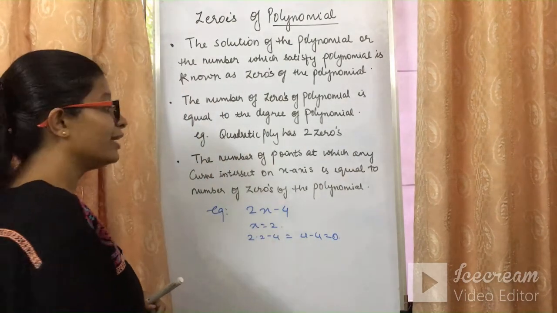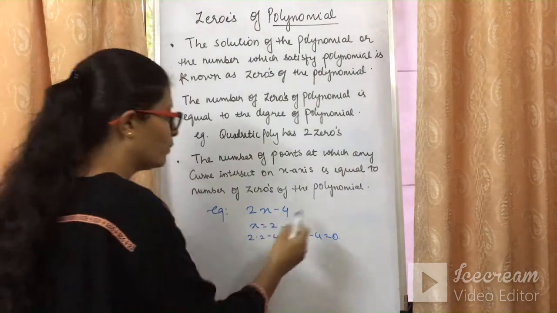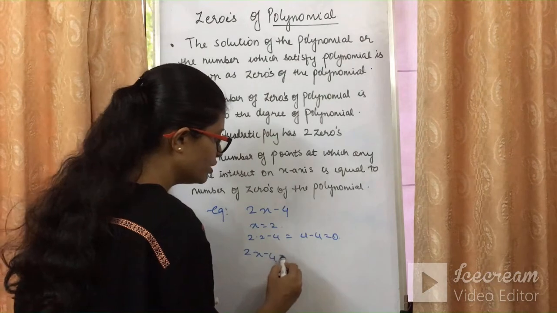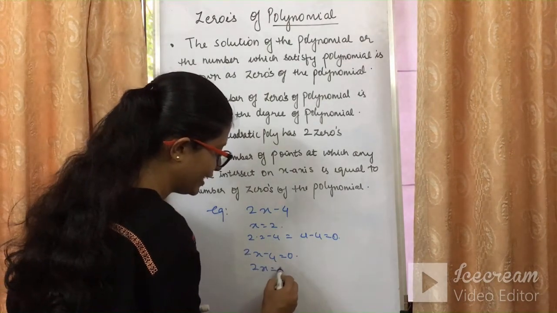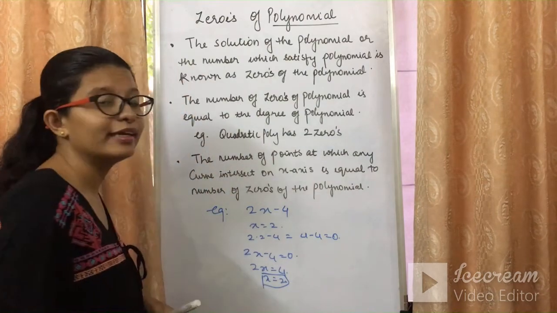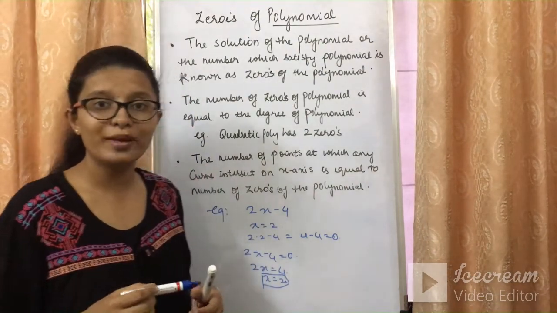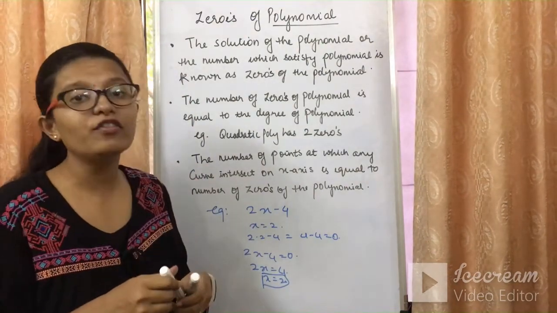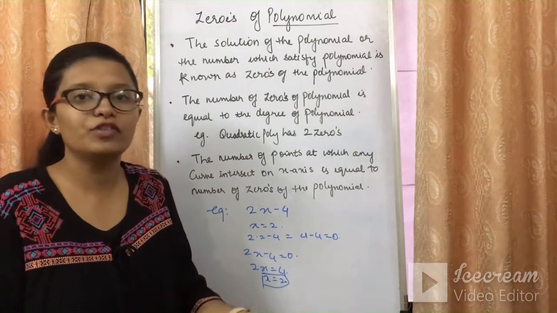Another way of finding the zero of the polynomial is to equate the equation equal to 0. If you equate the equation equal to 0, you will get the value of x from there, and the value for x will be 2. If you keep this value in the equation, it will turn out to be 0. So that is what we want for the zero of the polynomial. That is what we call the zero of the polynomial.